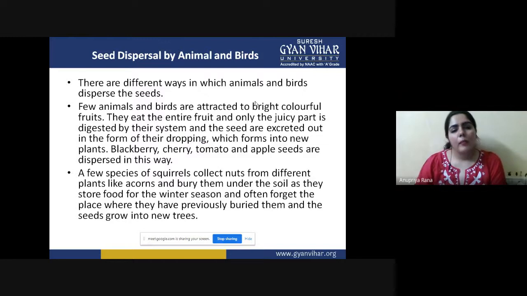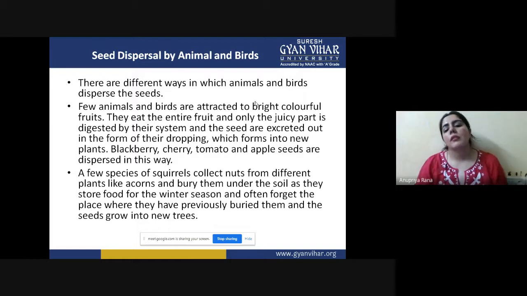Now, the third and very important is seed dispersal by animals and birds. They are most fond of eating fruit that has seeds. So they go to different plants, eat the fruit material, and take the seed and leave it in another ground, and that helps the seed to germinate.